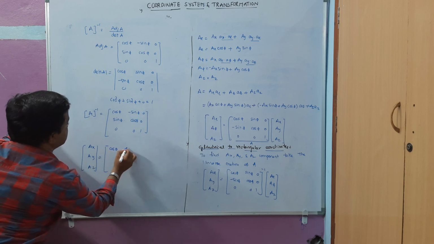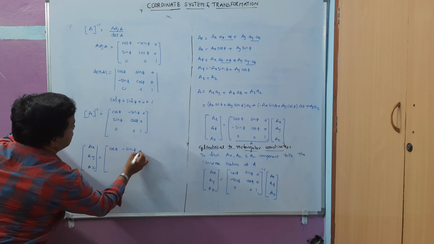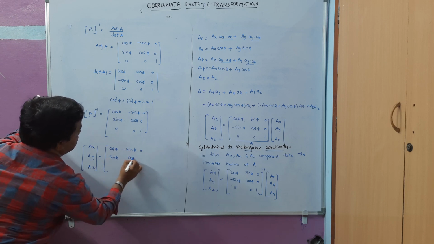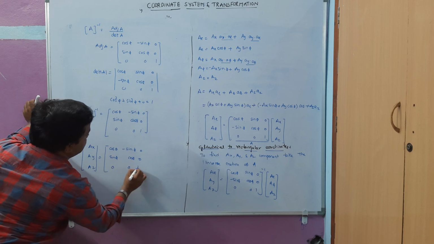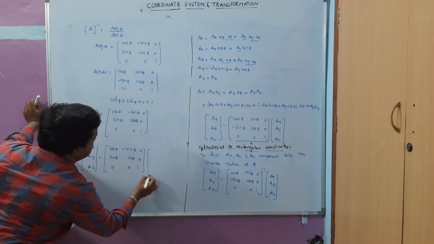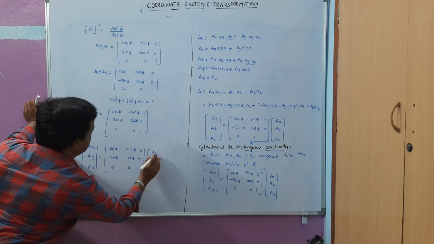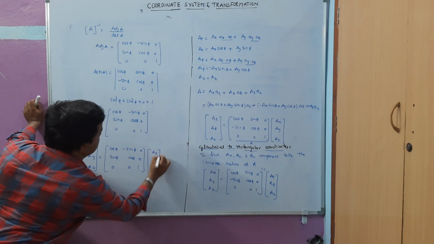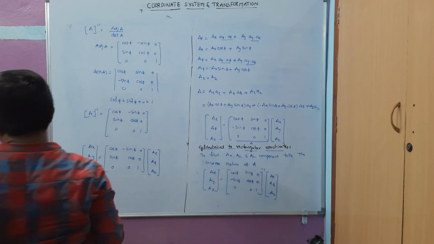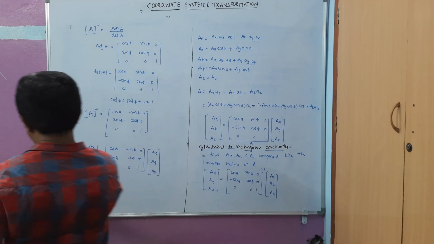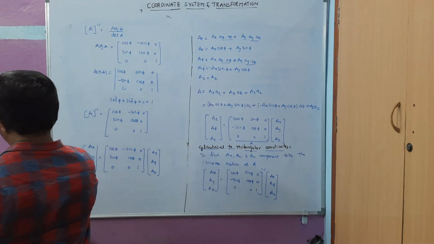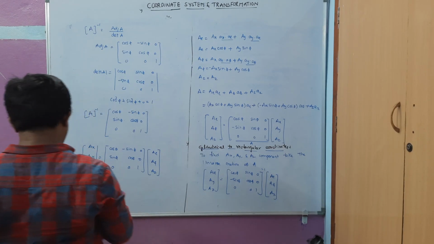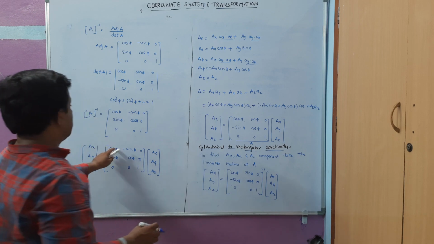Cos phi, minus sin phi, 0; sin phi, cos phi, 0; 0, 0, 1. This is Ax, A rho, A phi and Az. So this is the final matrix that we are going to get here, that is Ax, Ay, Az to A rho, A phi, Az. Now we can substitute the values of cos phi and sin phi.